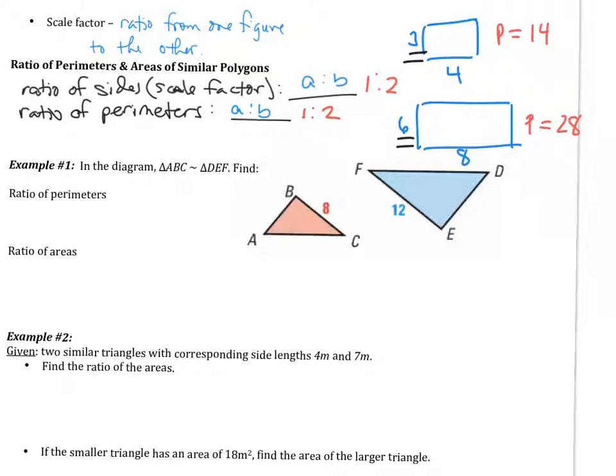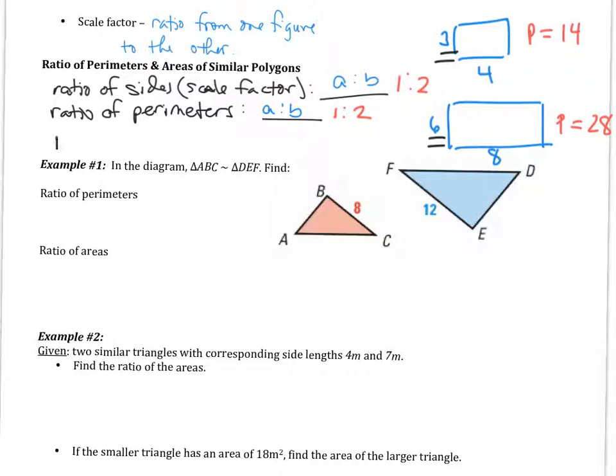Okay? All right, and then the new concept, and we talked about both of those already, but the new one is the ratio of areas is going to be different. In this case, it is going to be a squared to b squared. All right, so our a is 1, our b is 2. What's 1 squared to 2 squared become? 1 to 4. Very good.